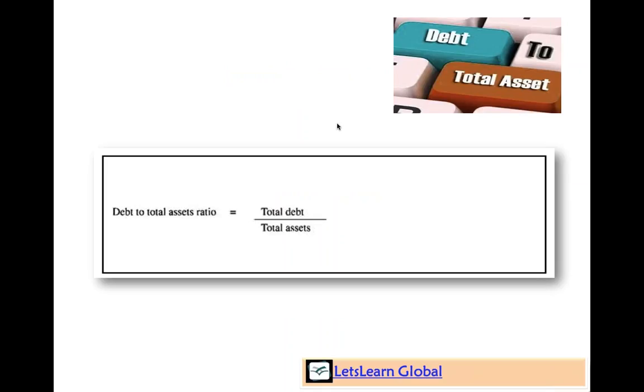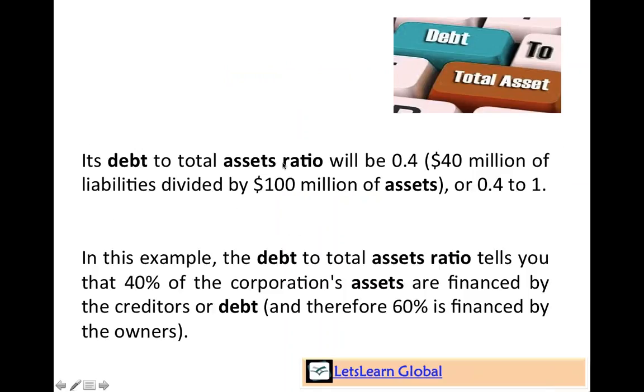asset ratio. What is that? Debt to total asset ratio. In these ratios, you can construct a formula very easily. Whenever I use "to", just divide. Debt divided by total assets. And both are balance sheet items. Do not calculate any average. Debt divided by total assets. So, the debt to total asset ratio.